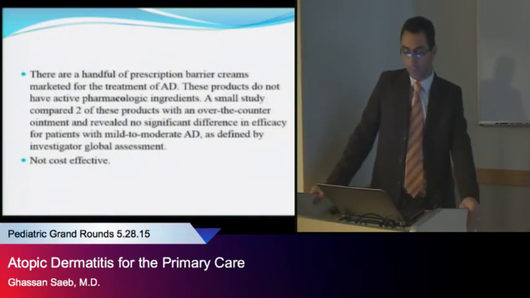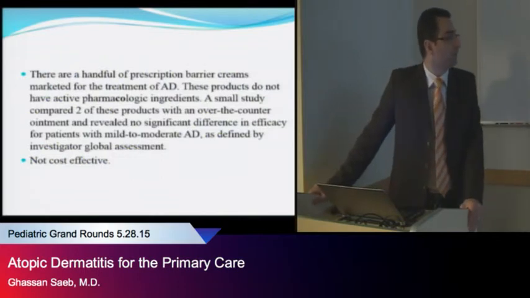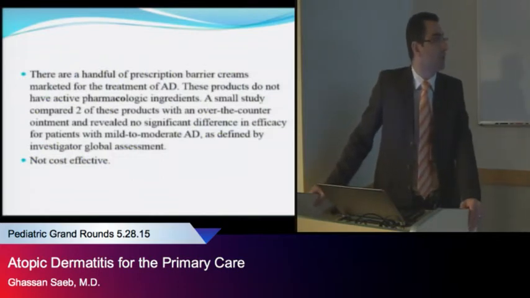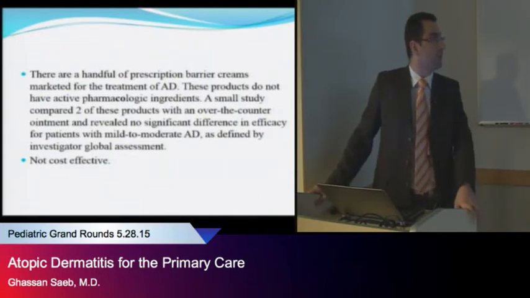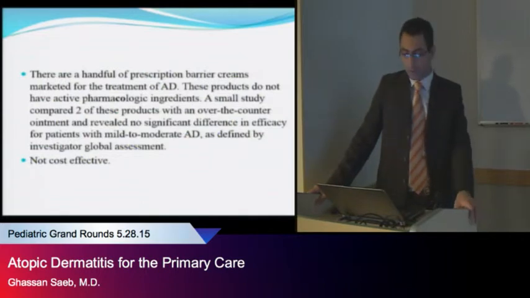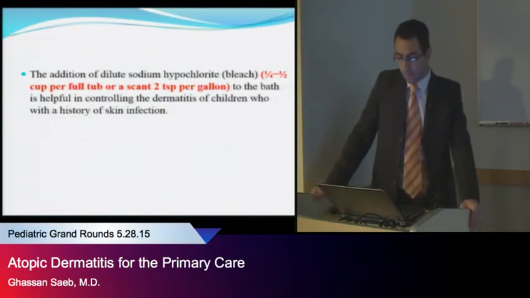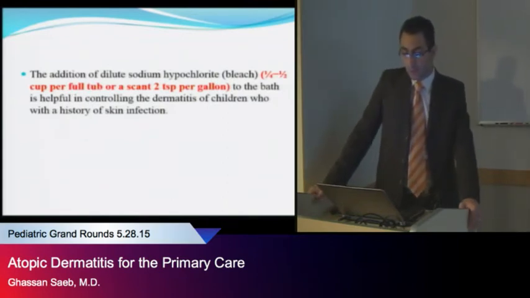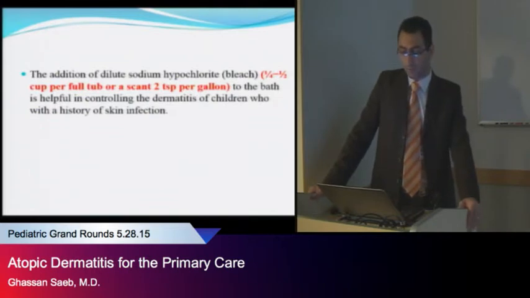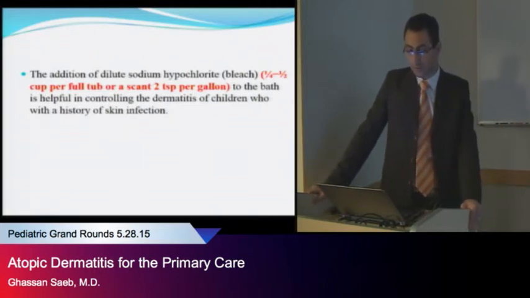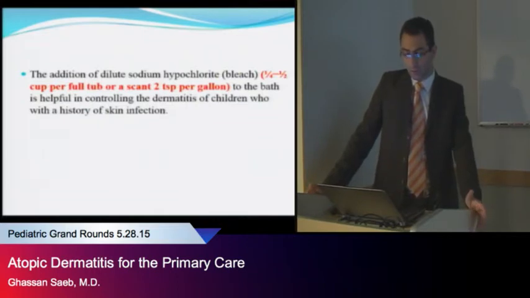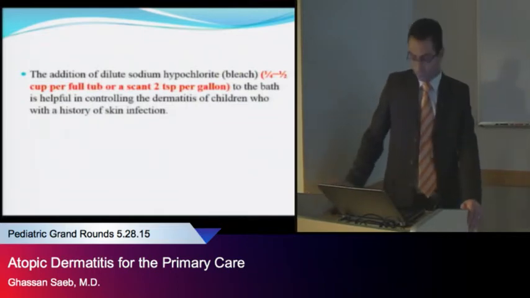There are a handful of prescription barrier creams. They did a study comparing these with the over-the-counter ones. They did not find any difference in the severity of the atopic dermatitis, but they are more expensive, so they are not cost-effective. The addition of dilute sodium hypochlorite, which is bleach, a quarter cup to half a cup per full tub or a scant teaspoon per gallon to the bath is helpful in controlling the dermatitis of children who have a history of skin infection.